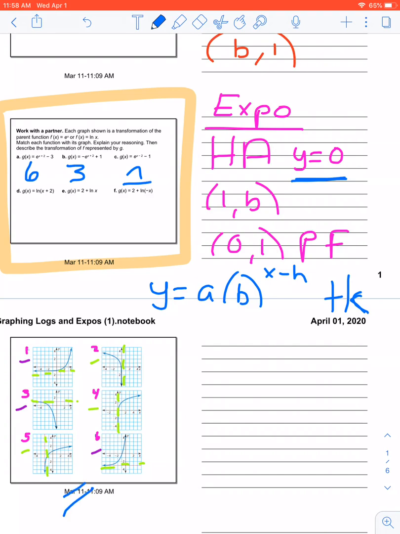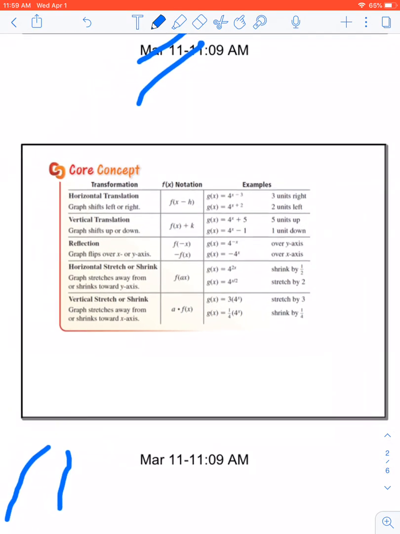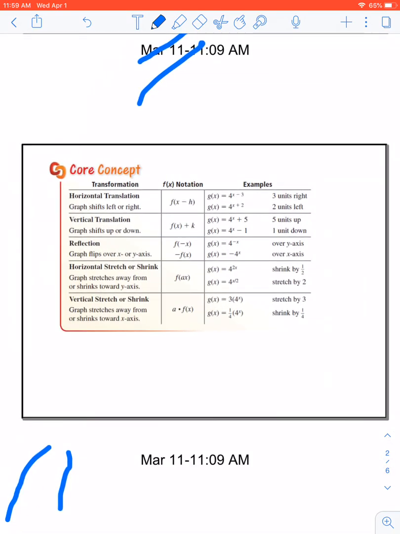Again, we'll talk about logs more tomorrow. So let's look a little bit at the next slide. Let's bring all those together. So when I look at this problem here, here are my transformation rules.